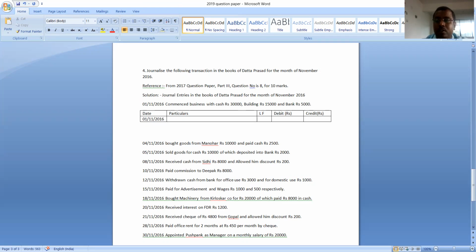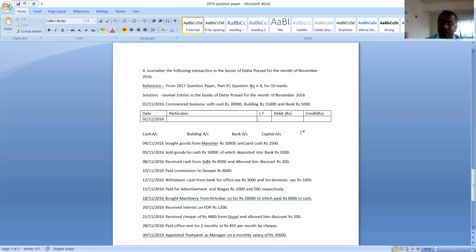So including the owner's account, there are totally four accounts. Let's see which are those four accounts. He has commenced business with cash, so one is cash account. Another one is building account. The third one is bank account. And the fourth one is capital account. Like this, here totally there are four accounts.